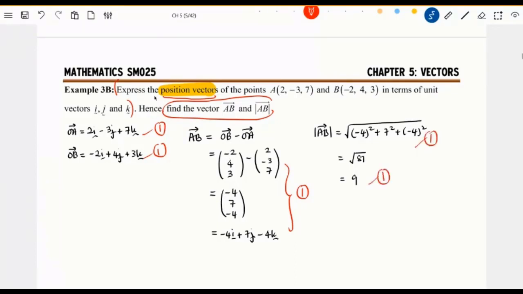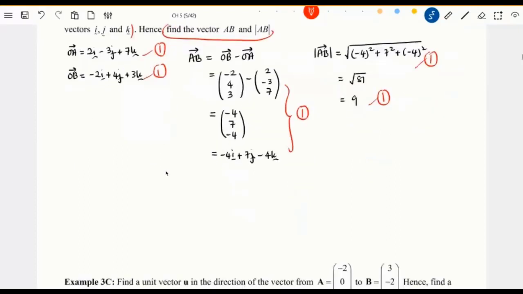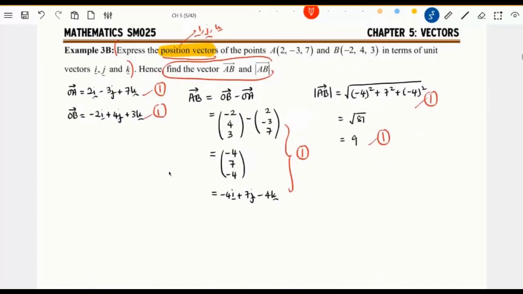Okay. So sama juga position vector mesti I, J and K. So that's why we put in terms of 2I minus 3J plus 7K and negative 2I plus 4J plus 3K. So kalau dia tak minta, that's fine. Ini tak akan dapat markah. Tapi sebabkan dia minta specifically express the position vectors, so you have to give it, so you will end up with 2 marks here. Okay, so that one 3B done. Now we can proceed with the 3C, I guess. 3C, yeah 3C. So yang ini kita tak bincang dalam video, so we can discuss now.